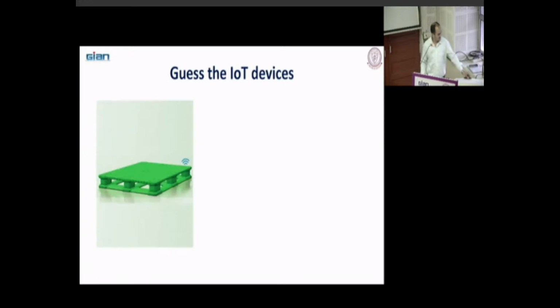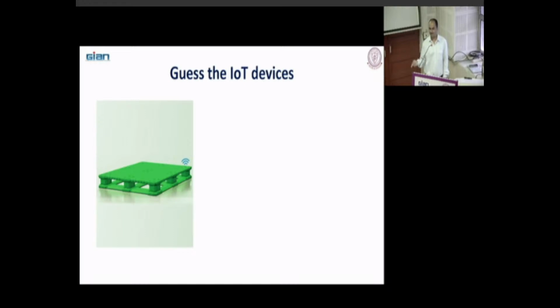What is this one? Any idea? It is a pallet. Yeah, that's correct. What do you think? It is a pallet, but there is something in that pallet. Yeah, that's correct. Smart pallet. Why is it smart? Yeah, IoT. That's why it is called a smart pallet.